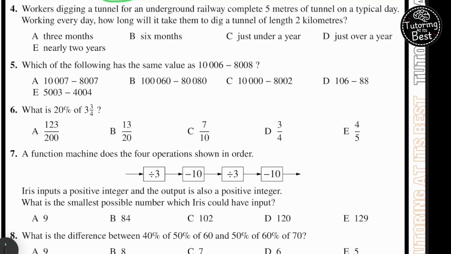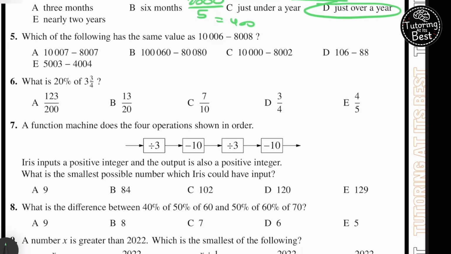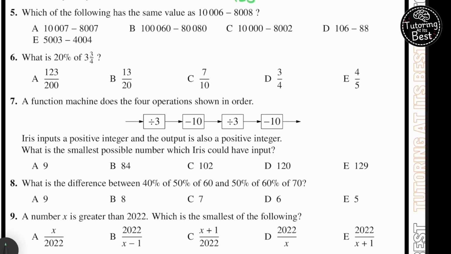Now, since 2 kilometers is seen as 2,000 meters and 5 meters of the tunnel is dug on a typical day, we'd have to do 2,000 divided by 5, which will give us 400 days. Now, there's 365 days in a year, or 366 in a leap year. So 400 is clearly more than 1 year. Therefore, our answer would be D, which is just over a year. I hope you can see how I'm tackling each question, honing in on the most important information, highlighting those, and then calculating this in a step-by-step approach.